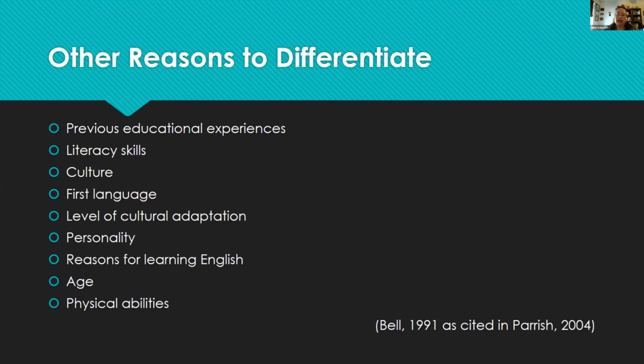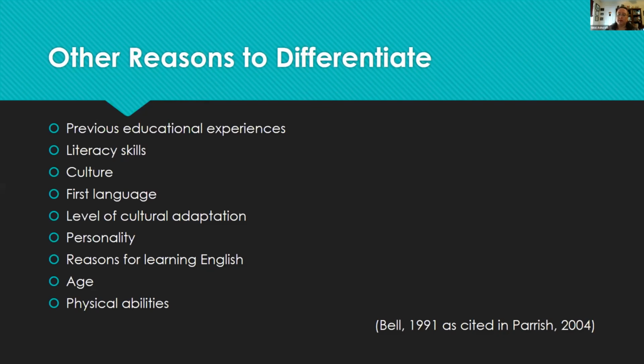Their first language can affect how we differentiate. Of course, you might have a mixed group with students from lots of different backgrounds, or you could have students that kind of cluster, like a group of Spanish students, a group of Chinese students, a group of Arabic speaking students. And first language can also affect how quickly students can learn English because of the similarities or differences between their first language and English.